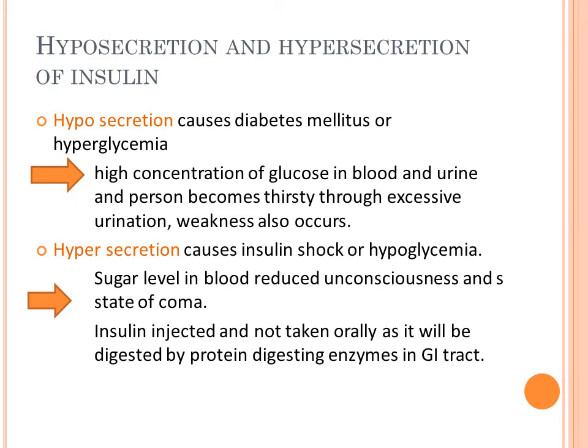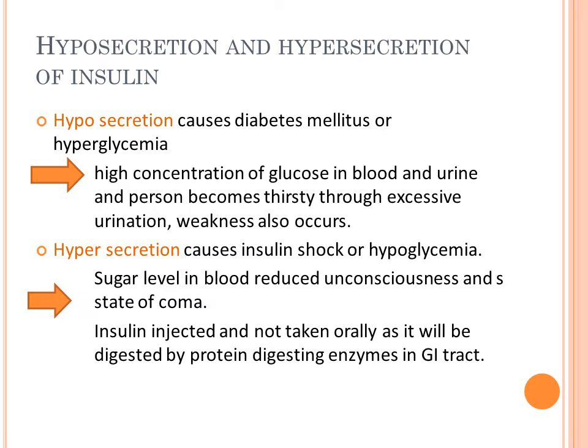In this slide, we will discuss the hyposecretion and hypersecretion of insulin. Hyposecretion means less production of the insulin hormone, which causes diabetes mellitus, also called hyperglycemia. A high concentration of glucose will be present in the blood as well as urine. So, when we go to a doctor, the doctor will tell the person to get the urine or the blood examined so that we can get the exact amount of glucose present in the blood.